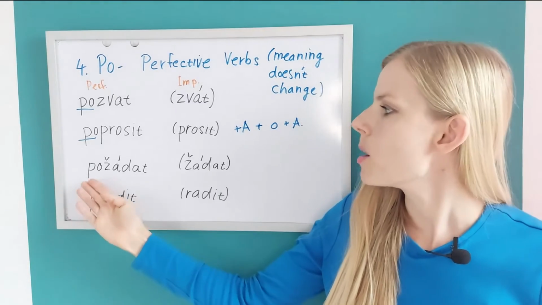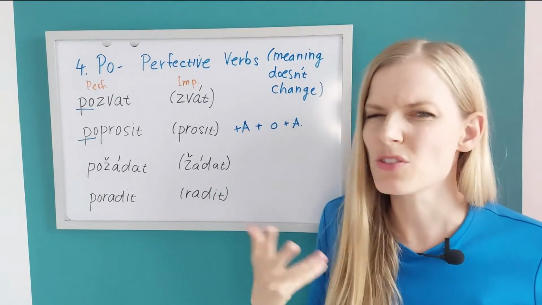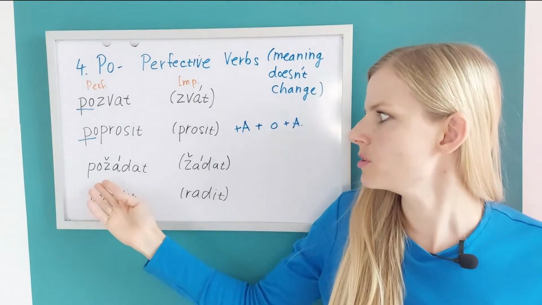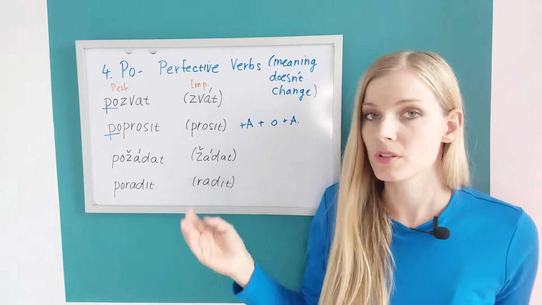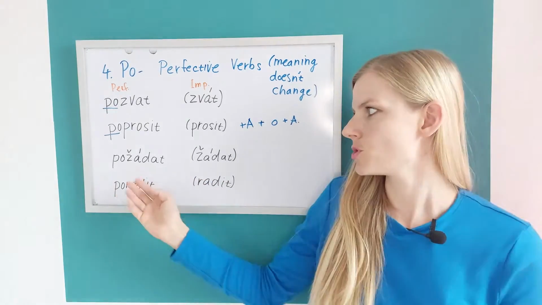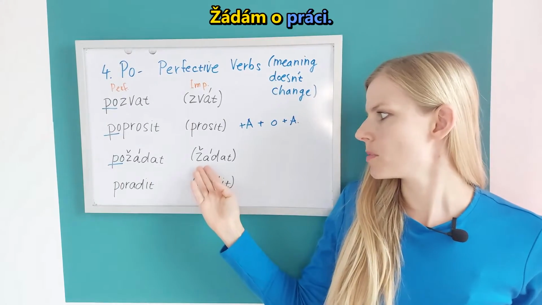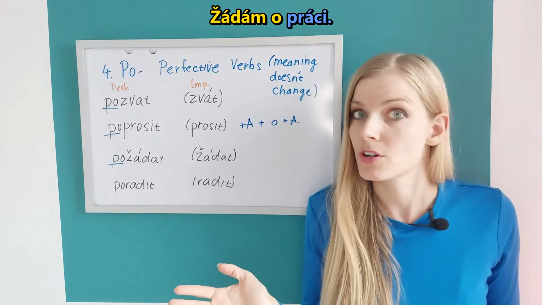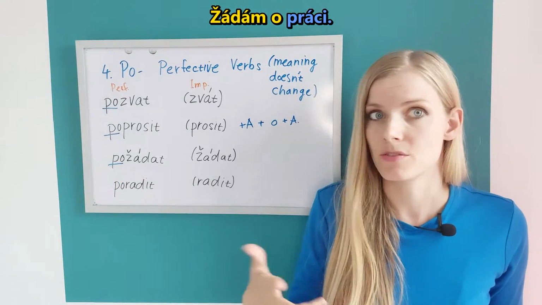Next one is požádat and žádat. This is kind of similar, but it is more formal, definitely. Žádat means to ask formally, to request something, also to apply for something. Požádat is the perfective form. Žádám o práci, I am applying for a job. Požádal jsem o práci, I applied for a job.